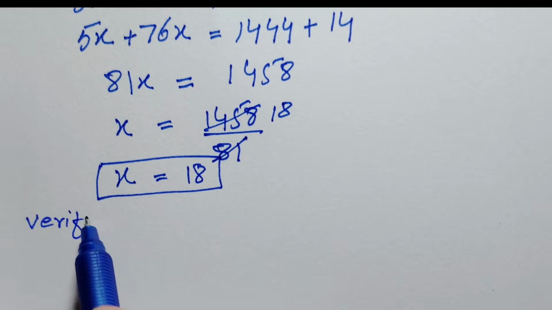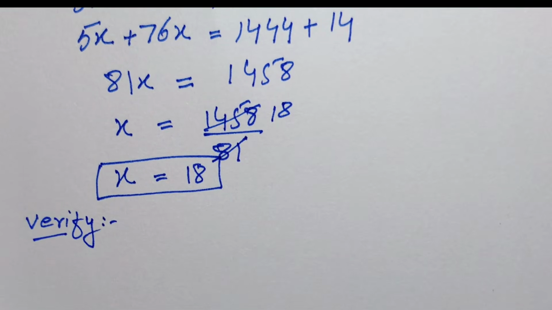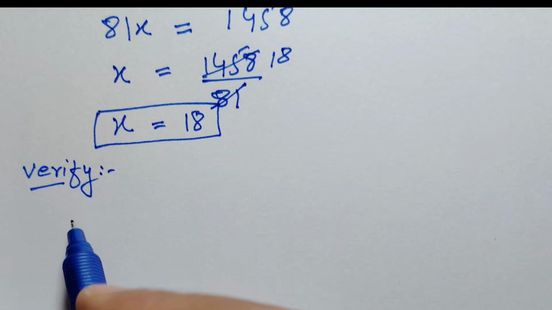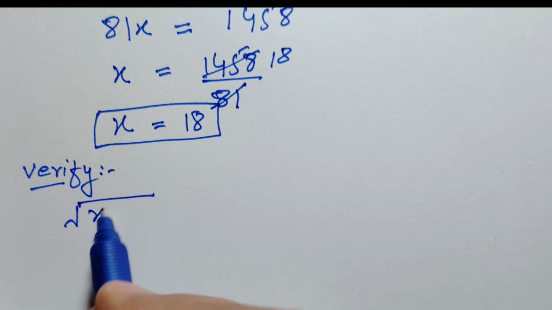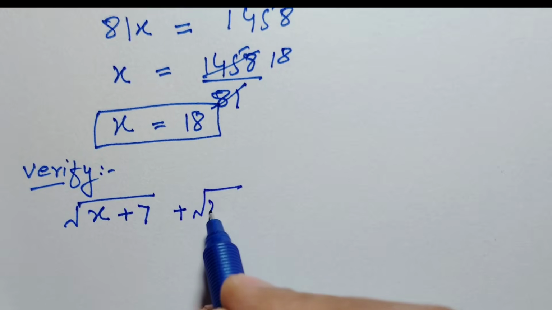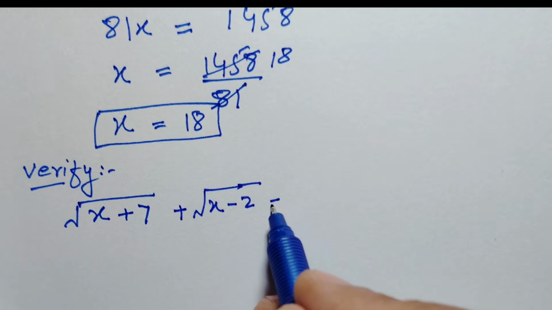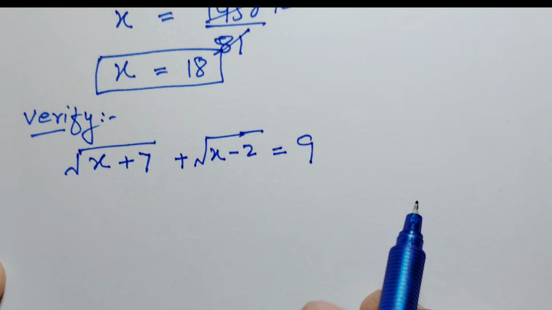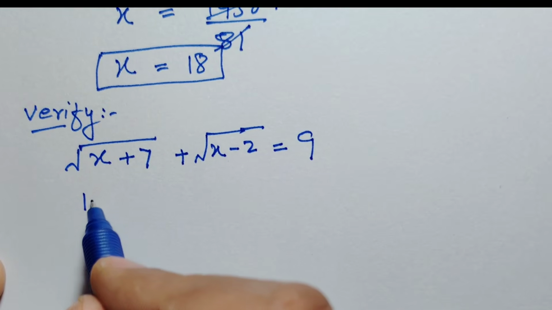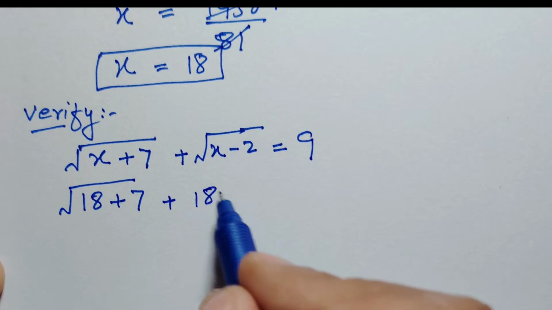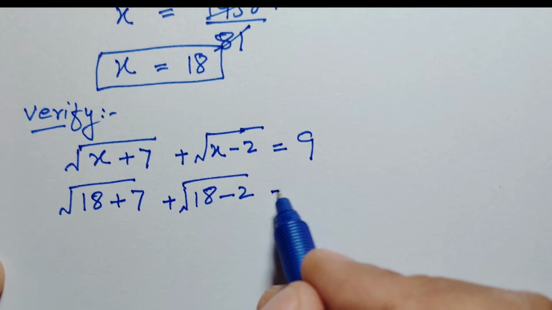Here we verify the value of x. Our main equation is square root x plus 7 plus square root x minus 2 is equal to 9. Now in this equation we apply the value of x, which is 18, and let's see the answer. Square root of 18 plus 7 plus square root of 18 minus 2 is equal to 9.